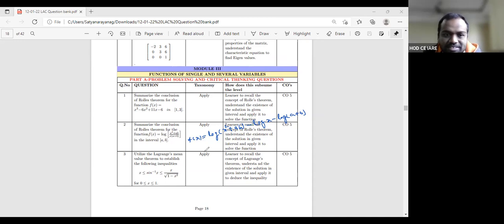Okay, next, utilize the Lagrange mean value theorem to establish the following inequalities: x is less than or equal to sin inverse of x less than or equal to x by square root of 1 minus x square, in the closed interval of 0 comma 1.